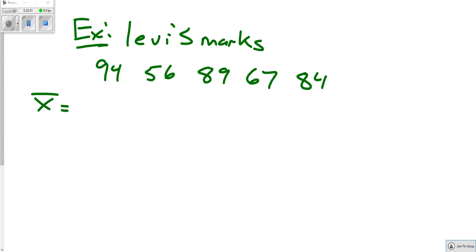So your average, I'm not going to show my work. What is it? 78. How did you get 78? I added these all up and I divided by 5, right? That's how you find the average. I thought you were doing standard deviation. Well, you need the average to do the standard deviation. Now you take each number and subtract the mean from it.